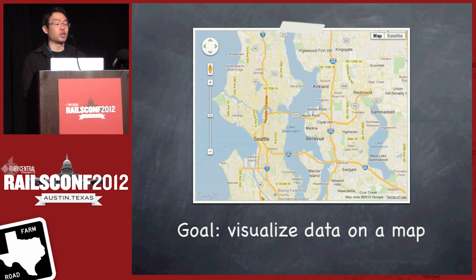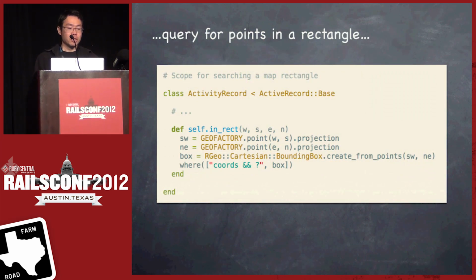Now, let's take a look at how to query the data. Suppose we want our application to visualize our activity data on a map, say Google Maps. So this means that, in general, what we want to do with the database is query for all the activity that lives within the map rectangle, some rectangular window like this. So let's write a scope in our ActiveRecord model to select all the records within a rectangular window.